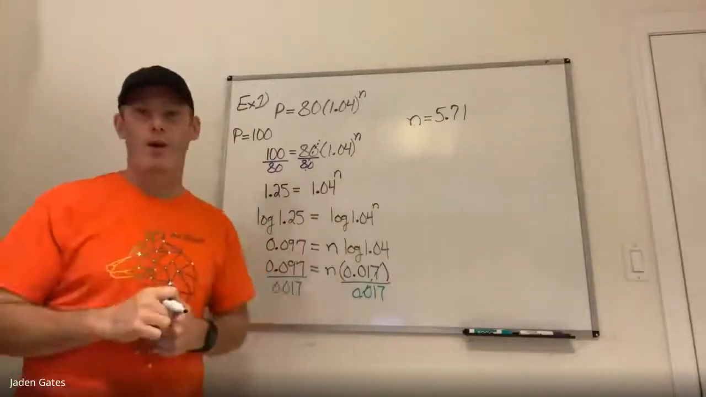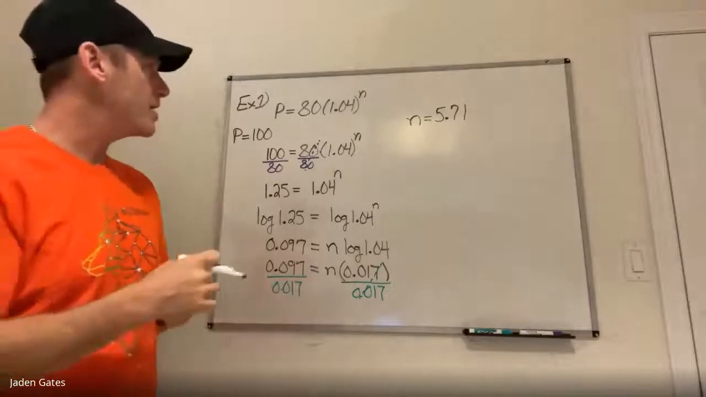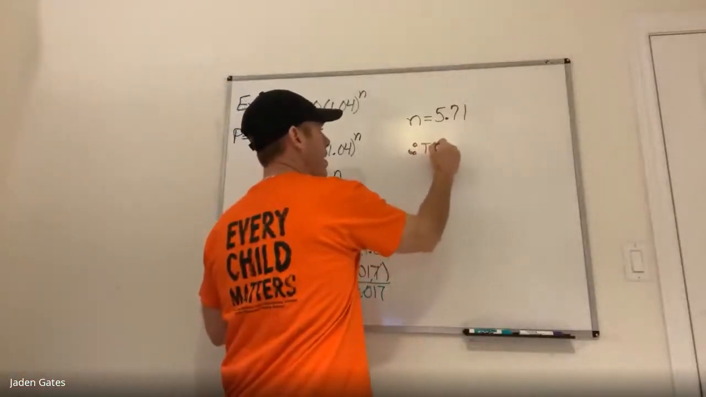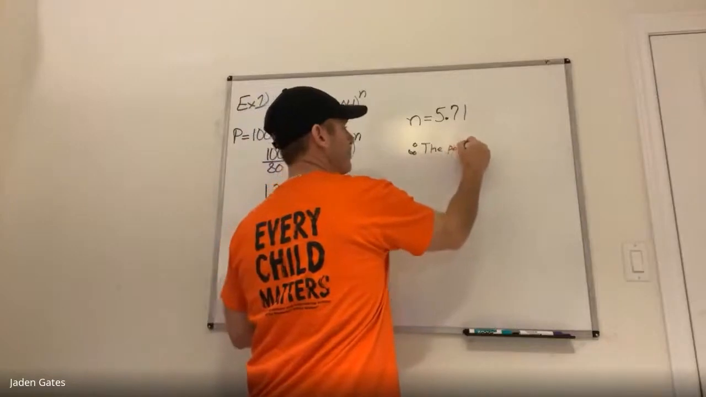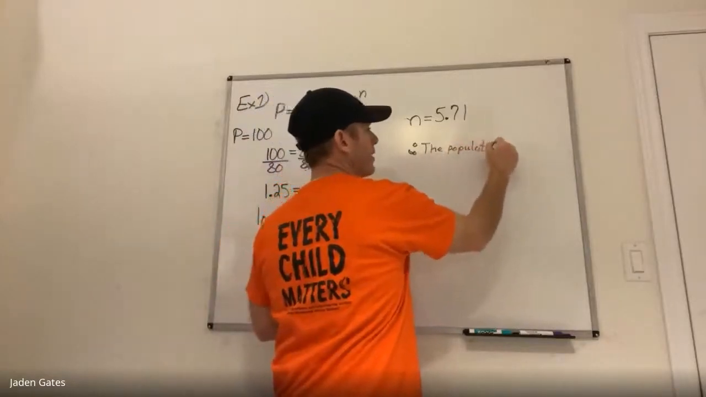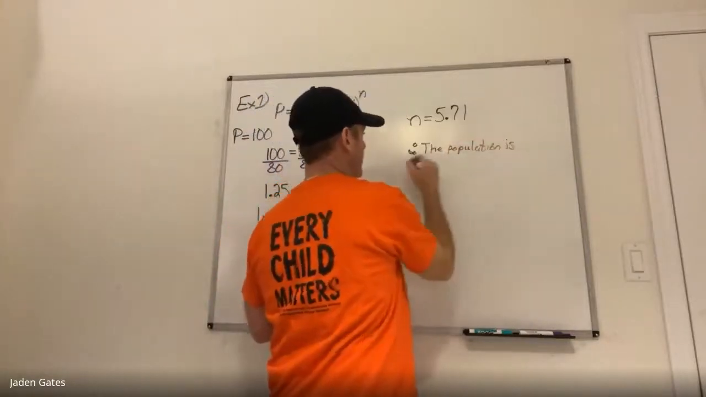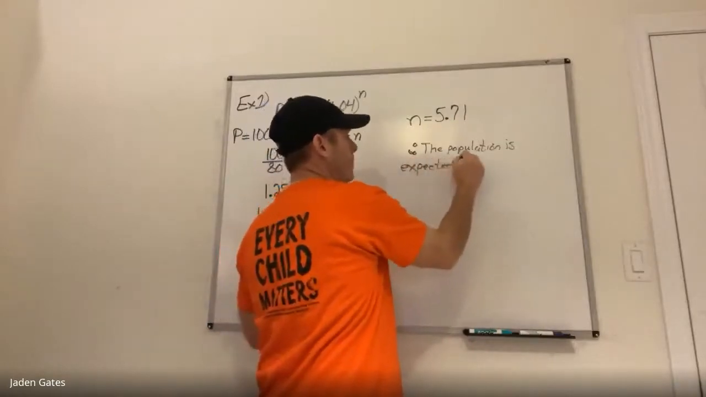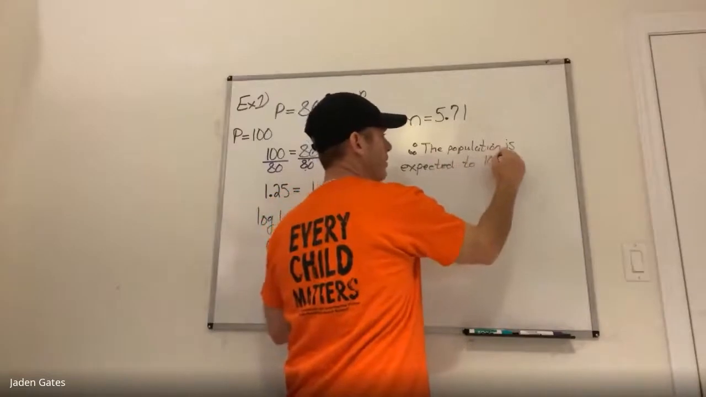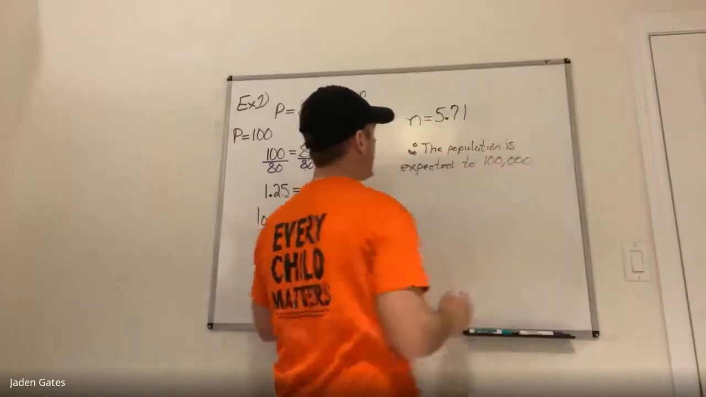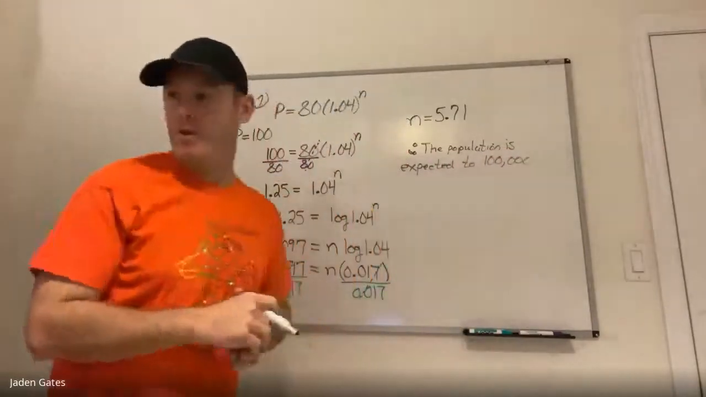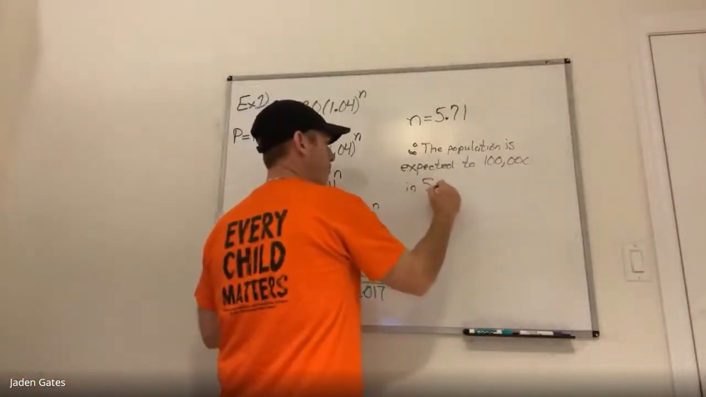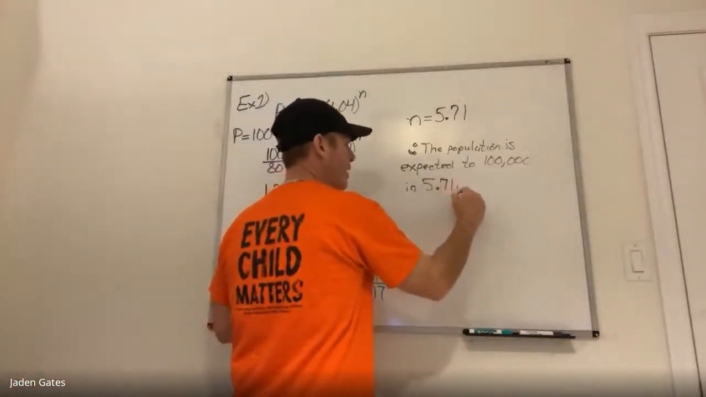Again, because this is a word problem, you've got to take your answer and interpret it. I'm not just asking you to solve for n, I'm asking you to tell me what that means. And what that means is, therefore, the population is expected to be 100,000, and I believe our n was in years, yes, in 5.71 years.